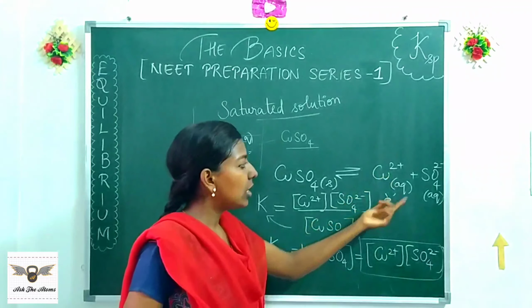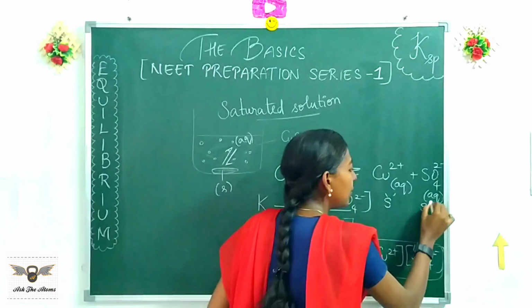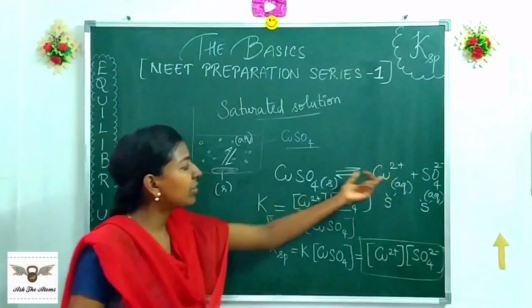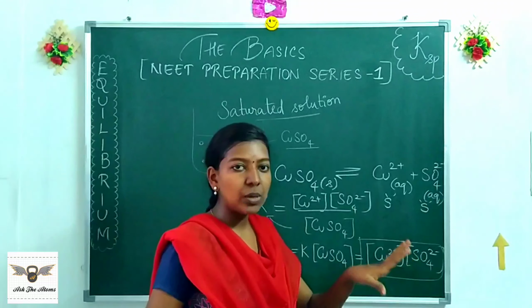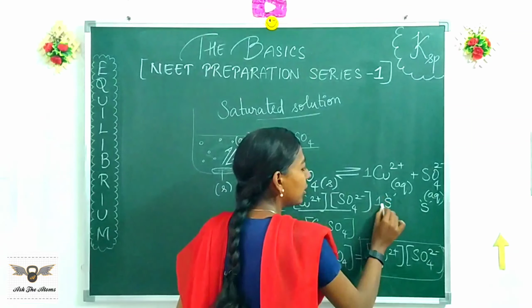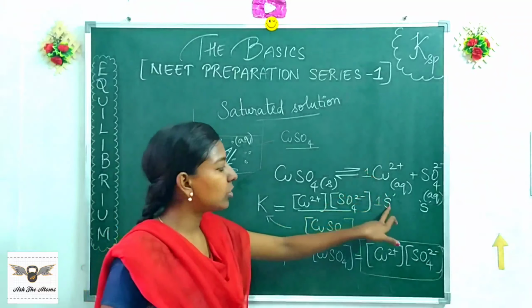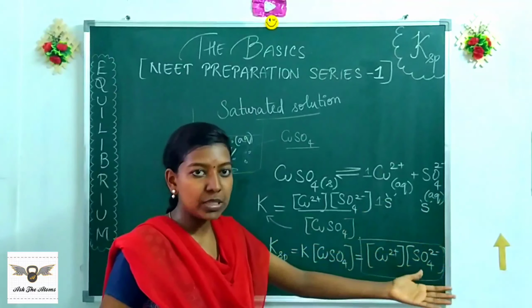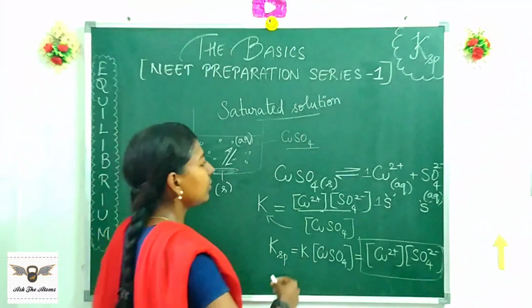If this is going to be S, this also is going to be S, because they have come from the same compound. Both of them have come from the same compound, so this is going to be S, this is also going to be S. Only that you have to keep in mind: if this is going to be 1 copper, you write 1 here. If it's going to be 2 copper, you write 2S here. Depending on the stoichiometry, you have to give the stoichiometry here. We'll see some more examples later in the last session of our class.